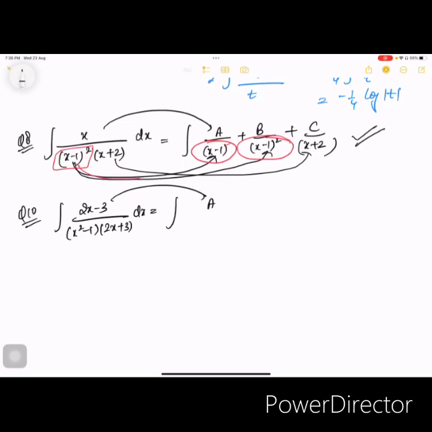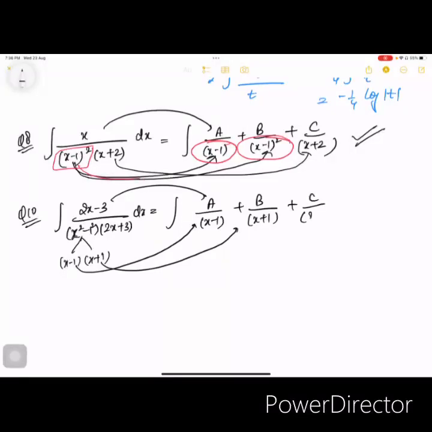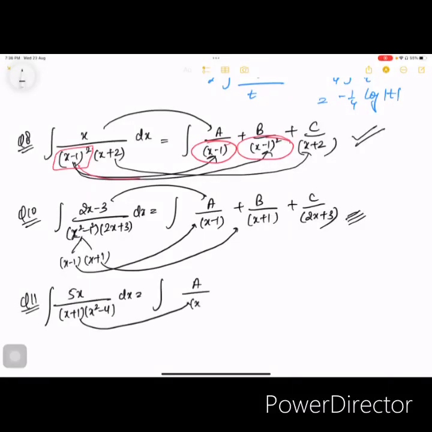Its partial fraction will be a upon. Okay, firstly, can you rewrite it as (x minus 1)(x plus 1)? Because x square minus 1 square. So it will become a upon x minus 1, plus b upon the second factor and c upon the third factor. This is the question now. And I am hoping that now you can calculate the partial fraction terms for this question as well. It will be a upon the first factor.